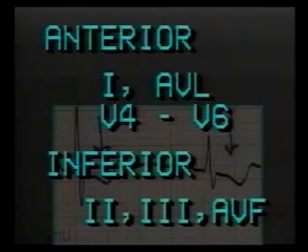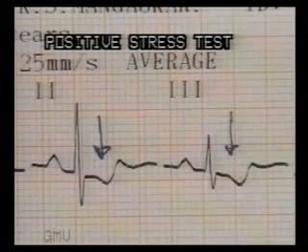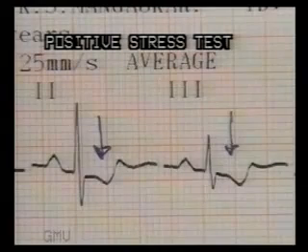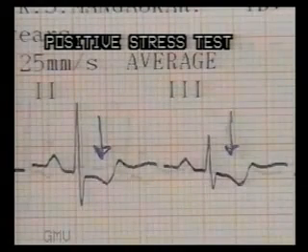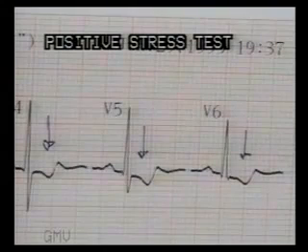Just as in myocardial infarction, if these changes are seen in leads 1, AVL, V4 to V6, it indicates ischemia of the anterior wall of left ventricle. And if these changes are seen in leads 2, 3, AVF, it indicates ischemia of inferior wall. But if more than one coronary vessel is blocked, the changes will be seen in many leads. For example, in this strip, they are seen in 2, 3, AVF as well as V4, V5 and V6.